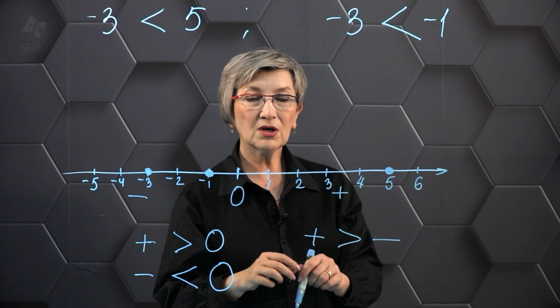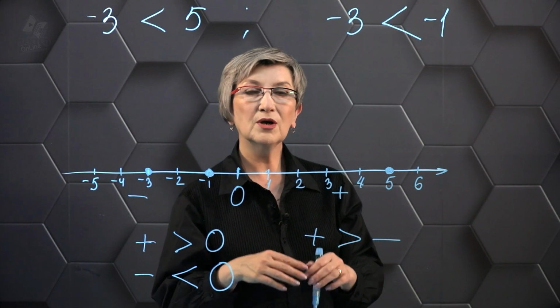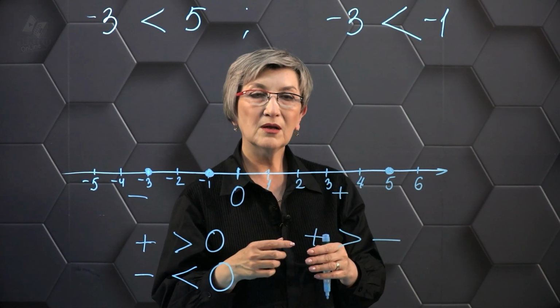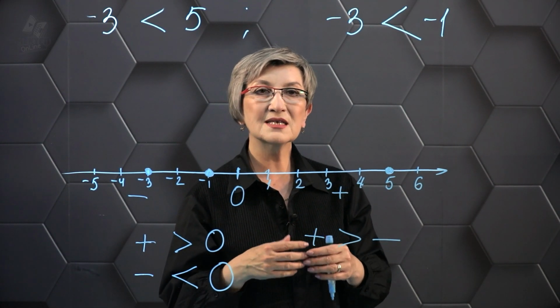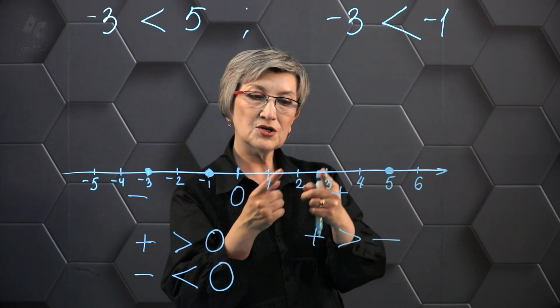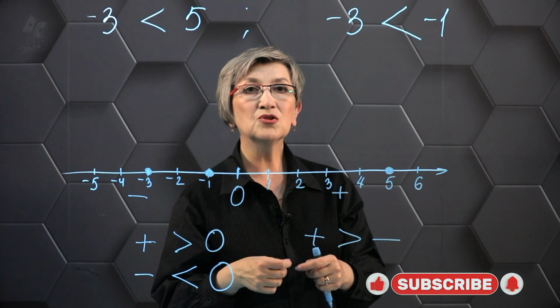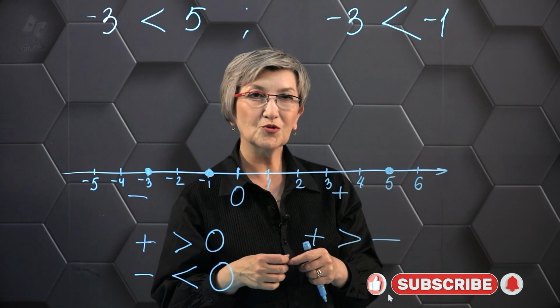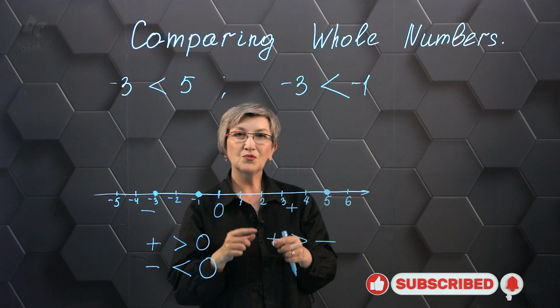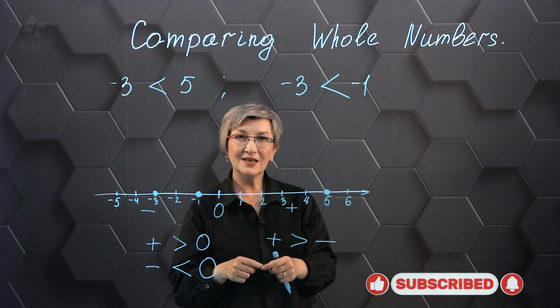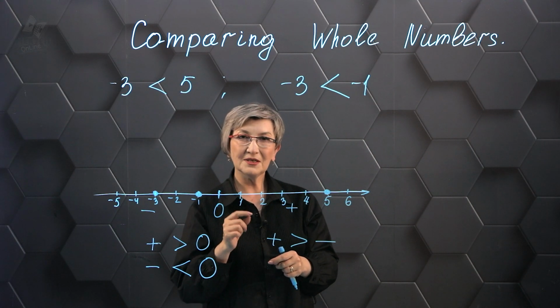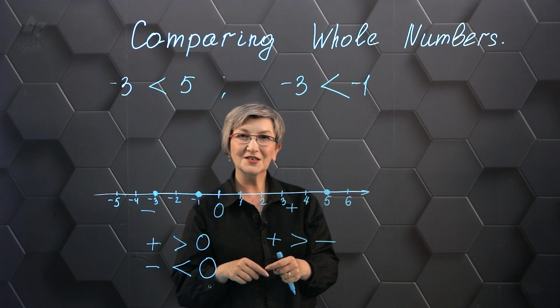You will use this rule to compare integers. But at the beginning of the lesson I told you that the same rule is used to compare rational numbers. Between integers we can always show a fractional number or decimal, and we will use this rule to compare rational numbers as well. We will talk about it in the next lesson, and today my lesson has come to an end.